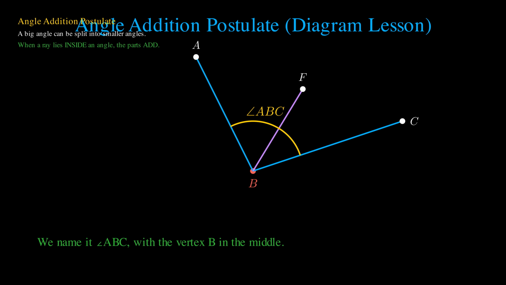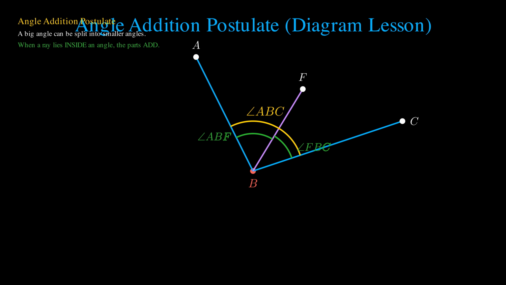The big angle formed between rays BA and BC is named angle ABC. When naming angles, the vertex always goes in the middle. So the middle letter B tells us where the angle is located. Now let's name the 2 smaller angles created by the inside ray. The first smaller angle between rays BA and BF is called angle ABF.